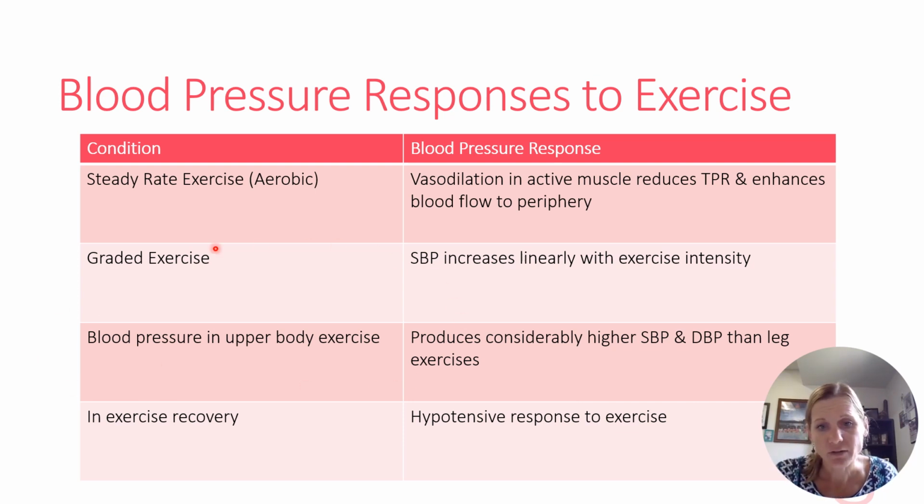Blood pressure in upper body exercise will produce a considerably higher change in systolic and diastolic pressure than doing leg exercises. The reason for that is you have smaller arm muscles for the most part, unless you skip leg day a lot, in which case maybe you have more muscle in your upper body. But for normal people, you have less muscle mass in your upper extremity. Therefore, the vasculature offers greater resistance to blood flow than in your legs, because in your legs you have more muscle mass for that vasodilation. As a result, when you do upper body exercise, we're going to have an exaggerated response of the systolic pressure.